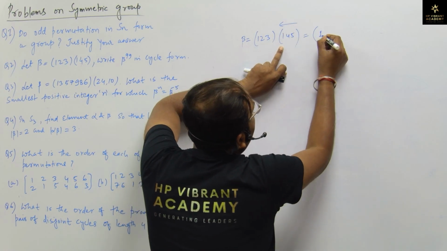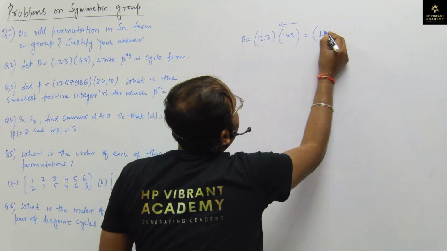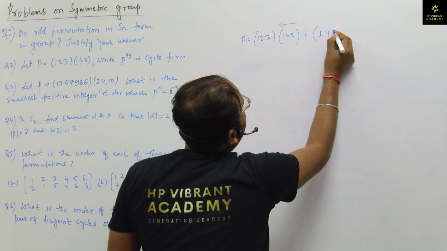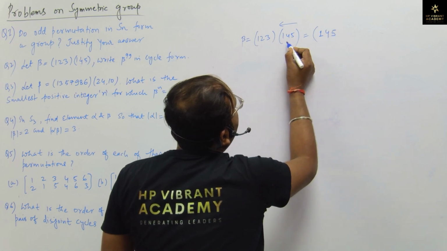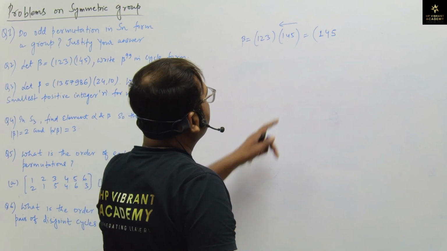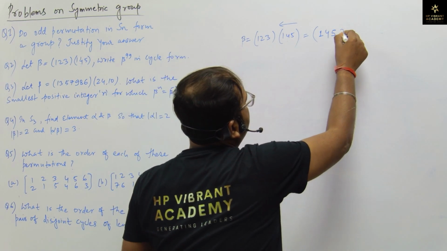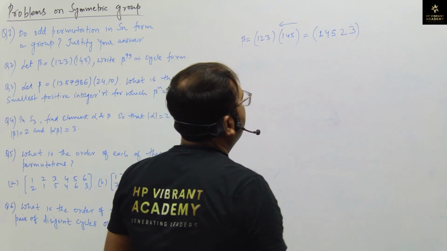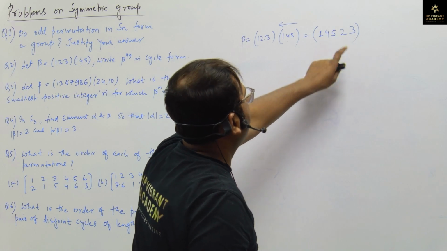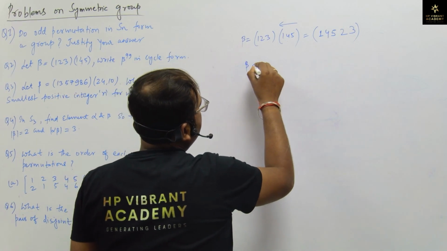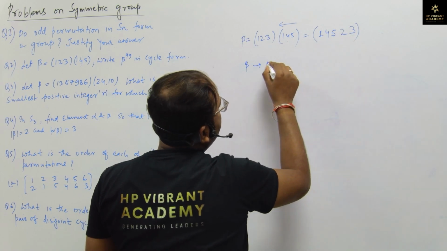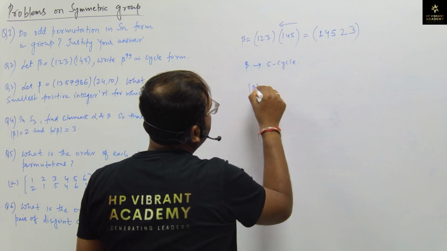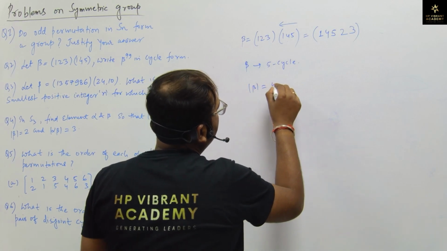So we have 1 goes to 4 and here 4 goes to 4. Now we have 4 goes to 5 and 5 goes to 5. Now we have 5 goes to 1, 1 goes to 2. Now we have 2 goes to 2, 2 goes to 3. So all elements are there, 1 2 3 4 5. So beta is nothing but a (1 2 3 4 5) cycle. So order of beta is equal to the length of that cycle, 5.